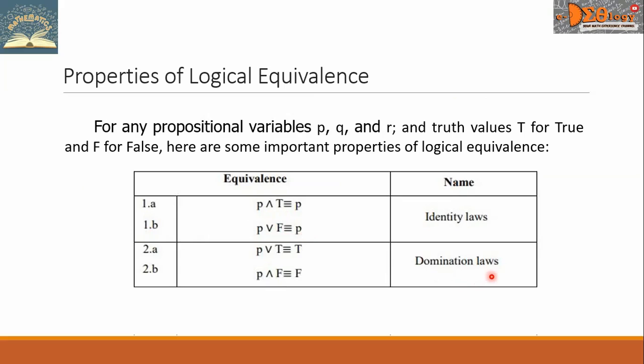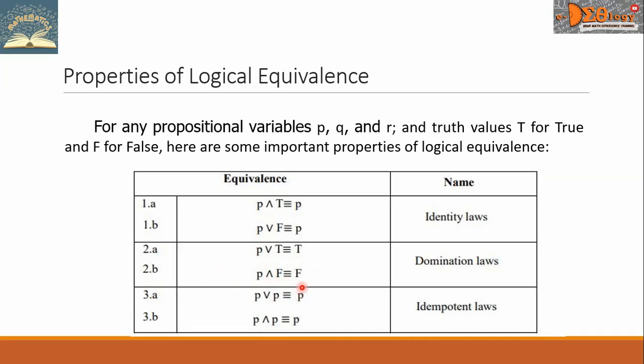Second, domination laws. We have two parts here. 2a, P or T is logically equivalent to T. 2b, P and F is logically equivalent to F. Third is idempotent laws. We have two parts also. 3a, P or P is logically equivalent to P. 3b, P and P is logically equivalent to P.